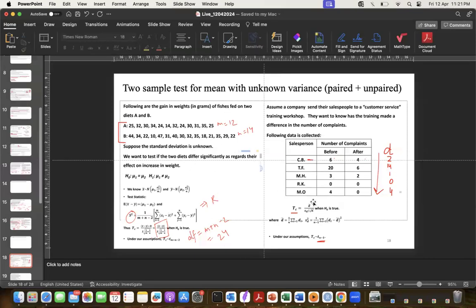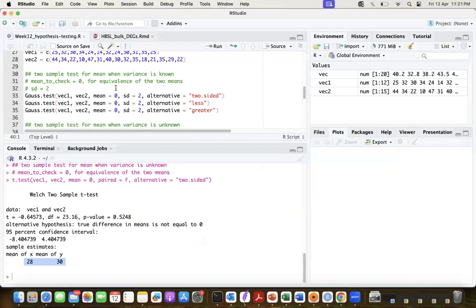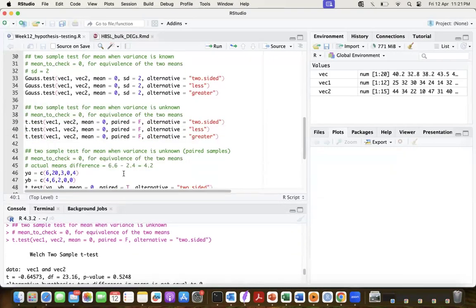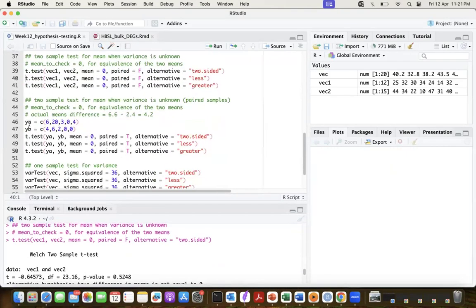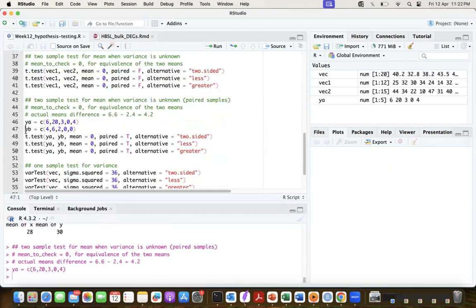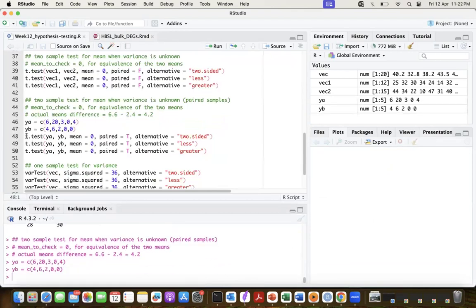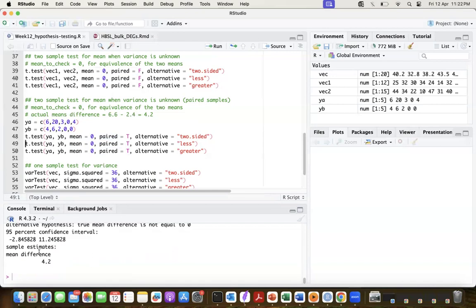Okay. So this was the case. The second one where we are looking at these paired samples. So I have these defined here, YA and YB. Here I'm doing a t-test. Again, specifying YA, specifying YB. Since we are looking at the equivalence, we're going to say mean is 0. And we are saying that these are paired samples. The alternate, let's say we're taking the two-sided case.